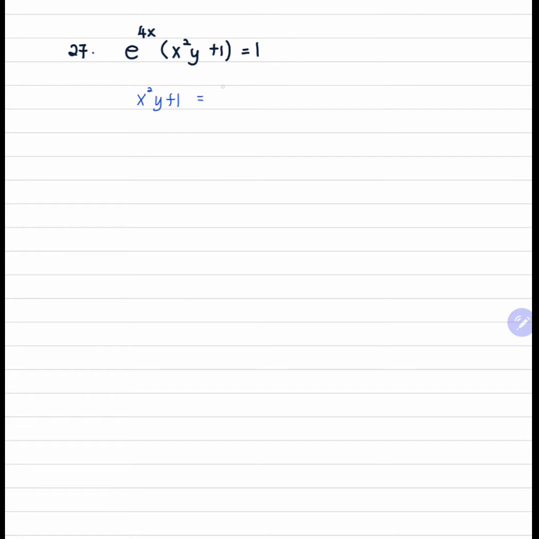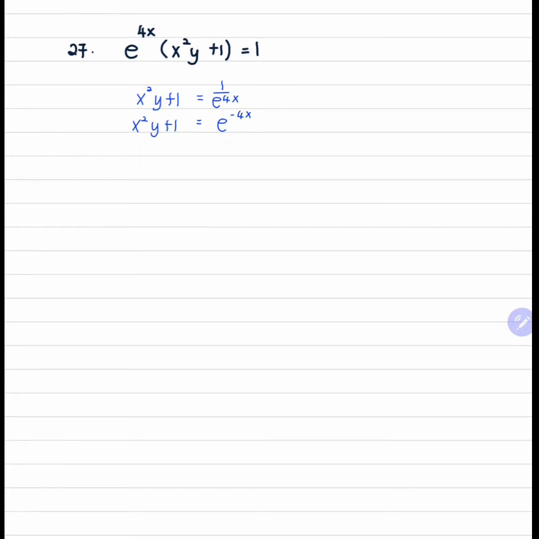So it becomes 1 over e power of 4x, and this is the same as e power of negative 4x. So x square y plus 1. Okay, then we directly differentiate. This will be uv.